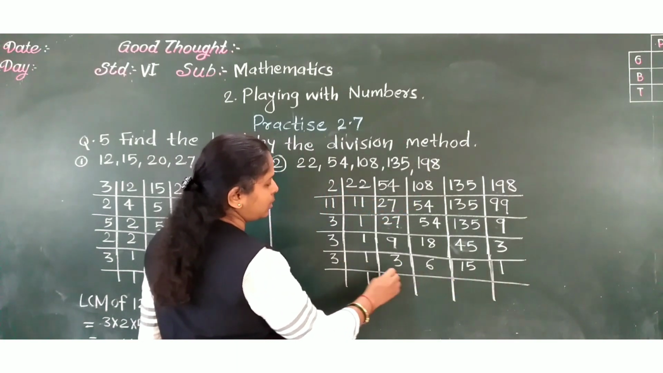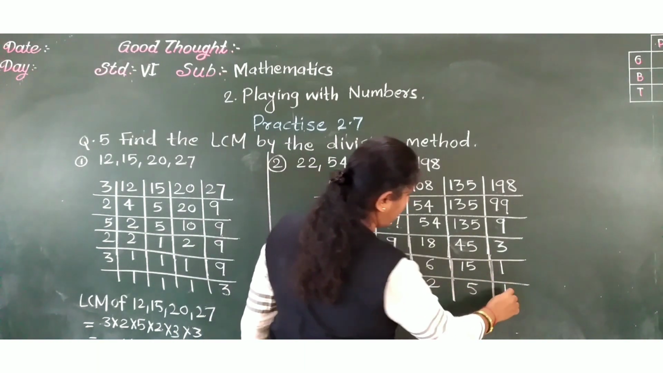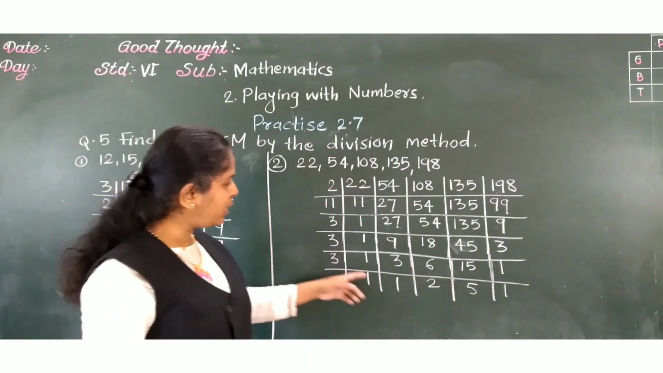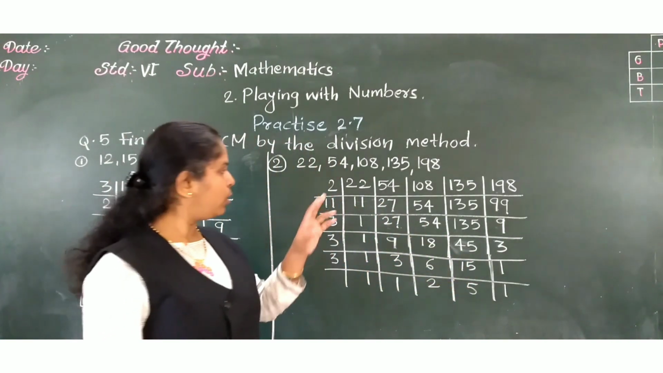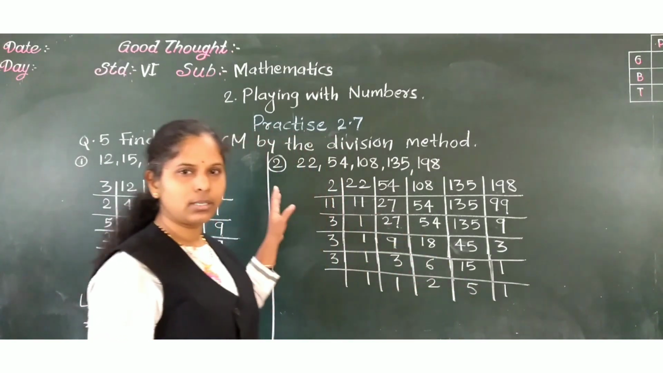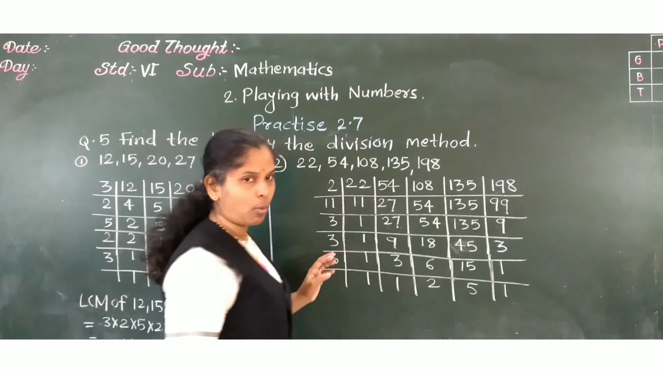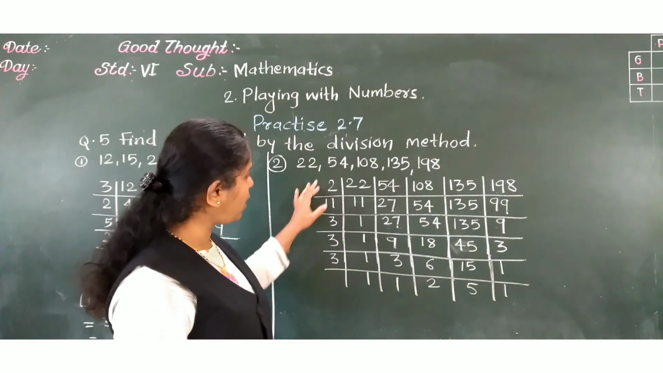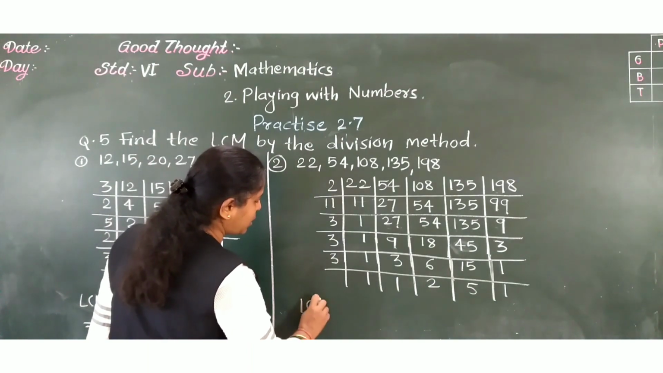Divide them. 3 1s are 3, 3 2s are 6, 3 5s are 15, 1. Now, can we divide 2 and 5 by any particular number? No. That means here we got all the prime numbers. Now, one is neither prime nor composite, but leaving one, all others are prime numbers. So directly we have to do multiplication.